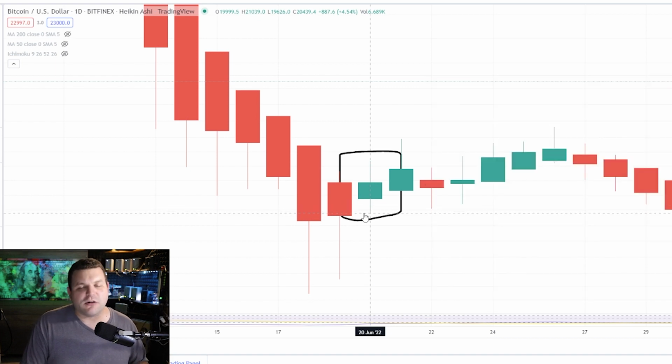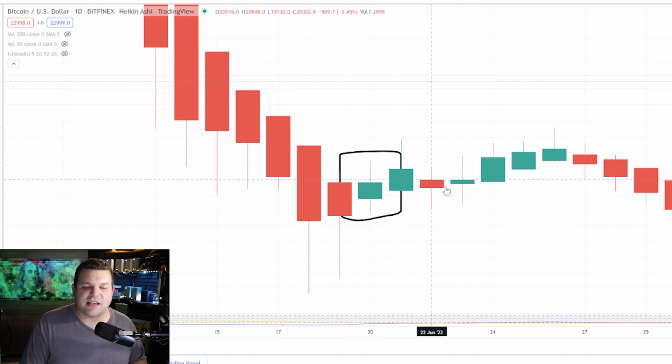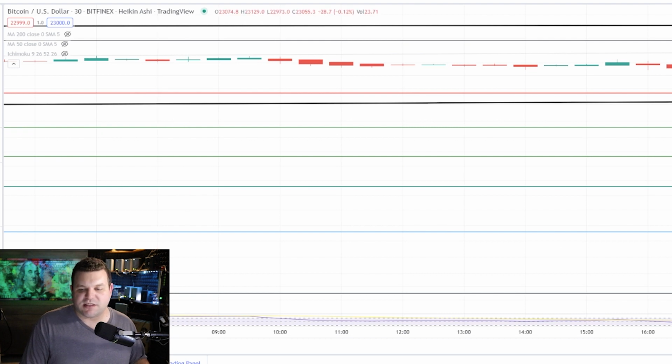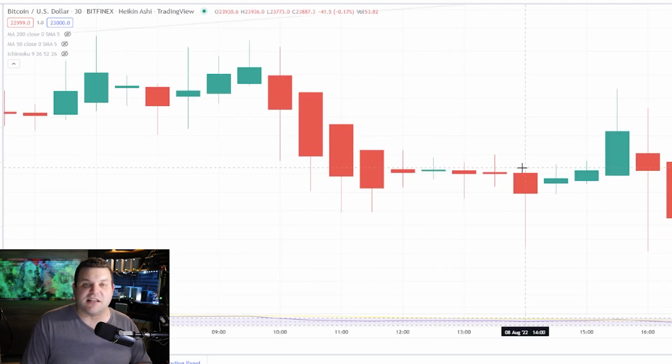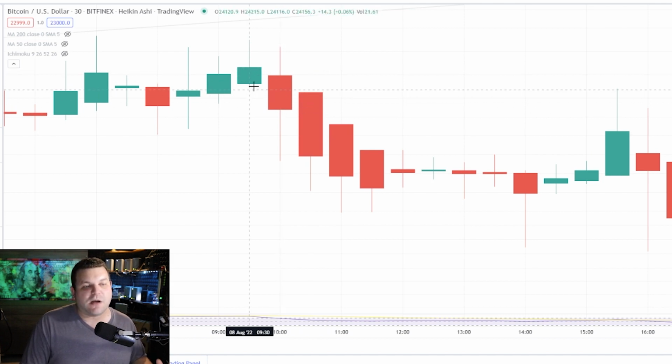And you're probably wondering, well, what's a session? A session is the time frame that you have your chart set to. For example, we are looking at the Bitcoin daily chart. Each one of these candlesticks represents a single day in time. If we would go to a 30-minute chart, we will see a lot more candlesticks present. And each one of these candlesticks represents a 30-minute time frame.